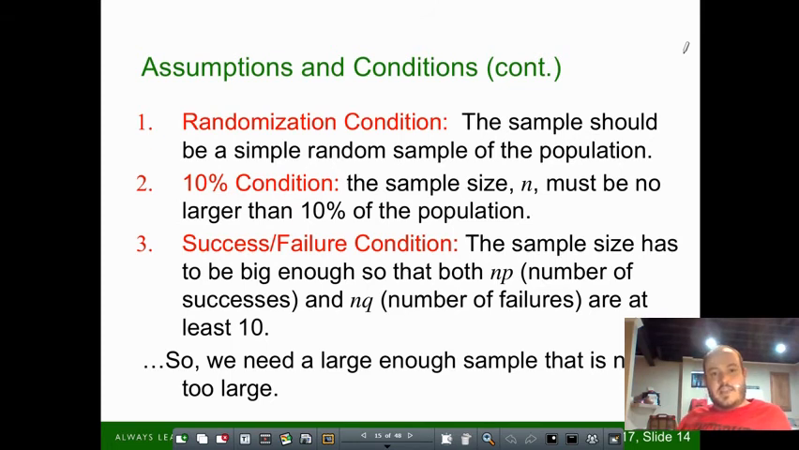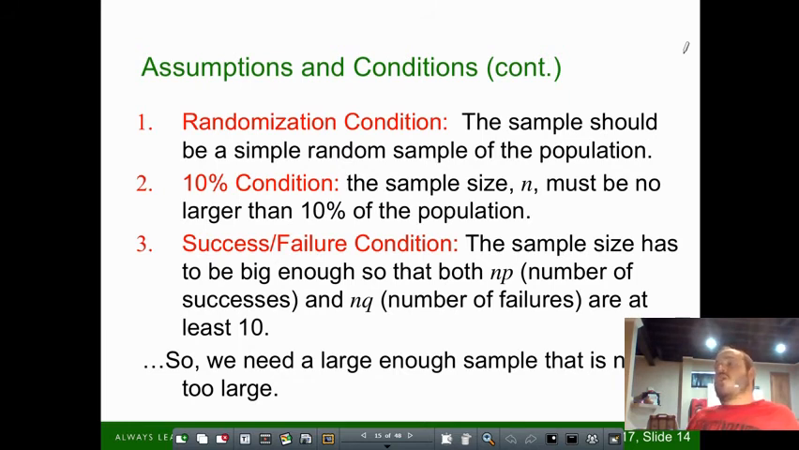All right. Second thing, the 10% condition. The sample size n must be no larger than 10% of the whole population. Now, this one's kind of tricky to understand because a lot of times 10% does not seem very big, which if we're looking at just 50 people, then yeah, 10% is not very big, all right? Because that would be what, five people out of the 50? So not being any larger than that can sometimes be an issue.